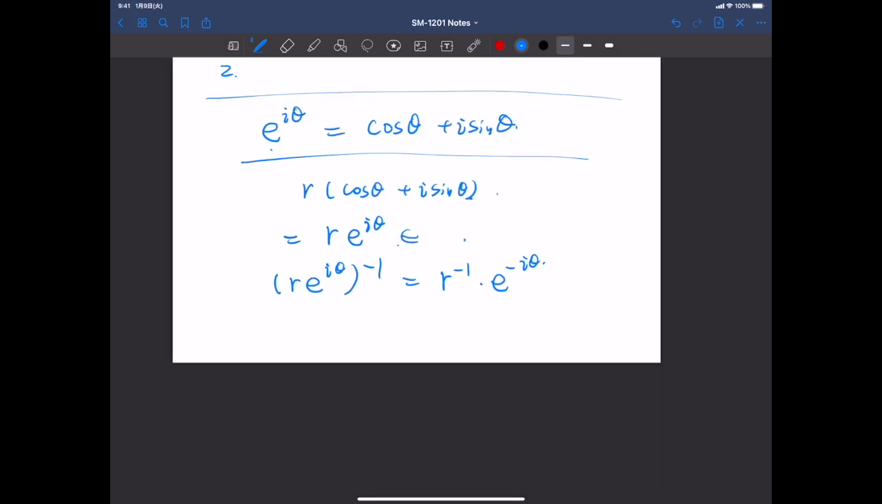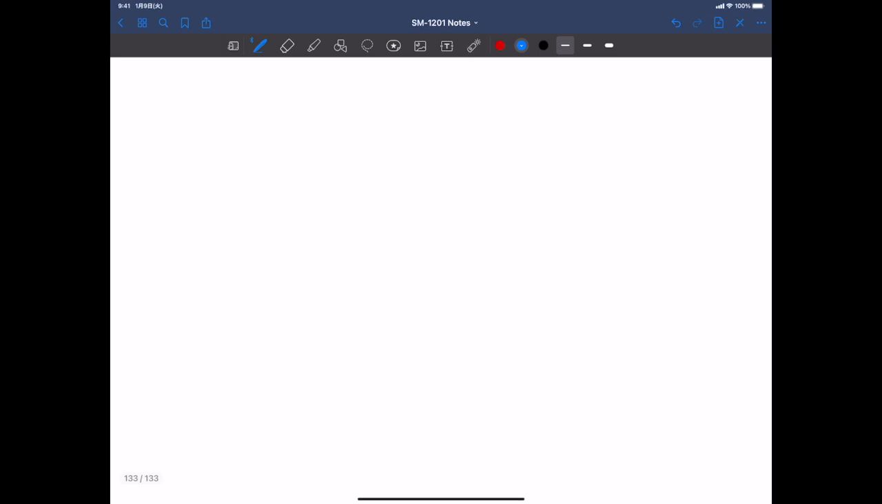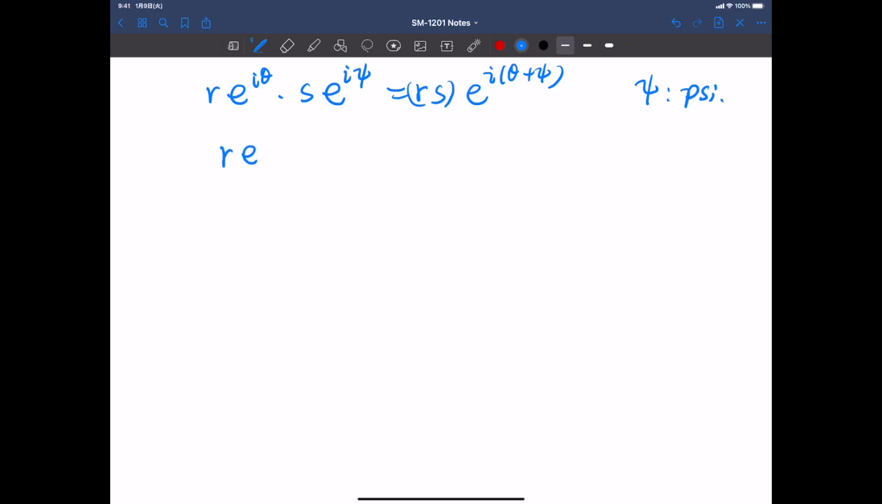Okay. And we also have, if we have two polar forms, r e to the power of I theta times s e to the power of I psi. By the way, this is a Greek letter, psi. This should be equal to rs times e to the power of I theta plus psi. And also, if we take the ratio, it is r over s times exponential of I theta minus psi.